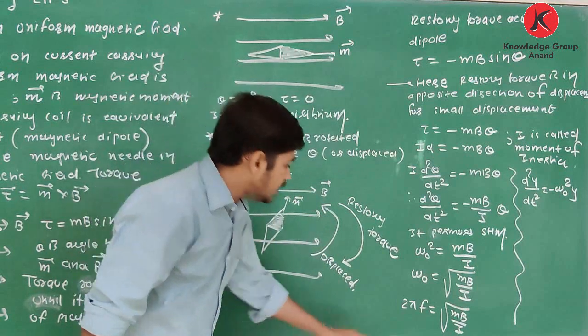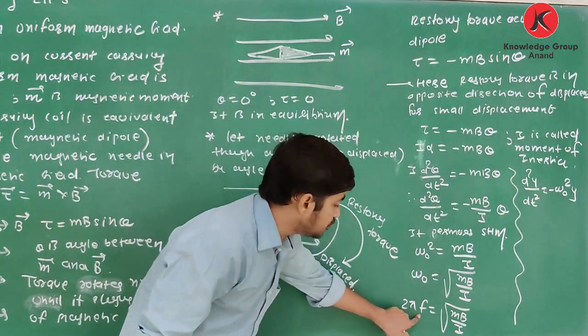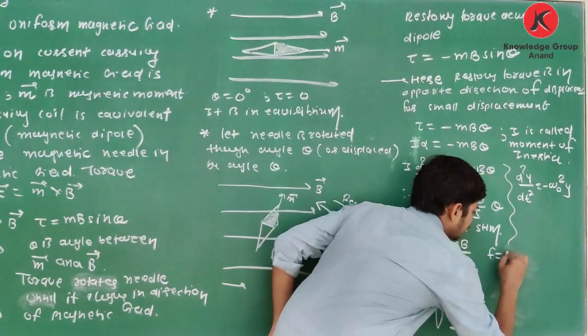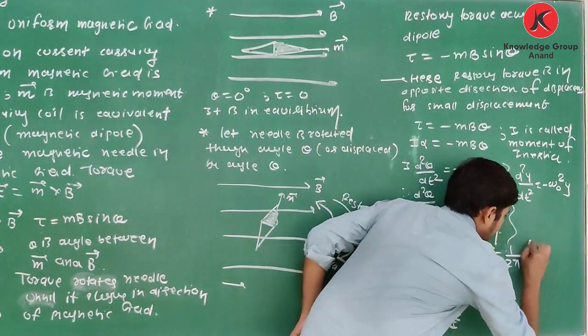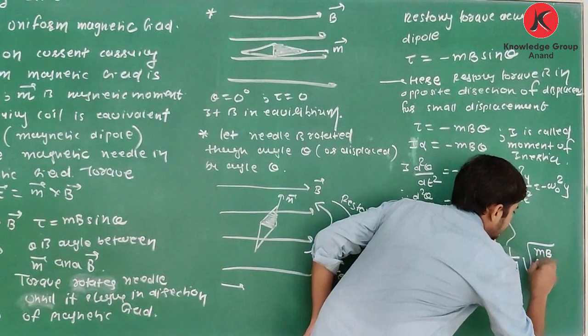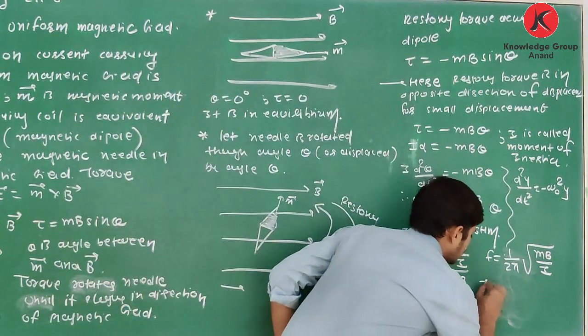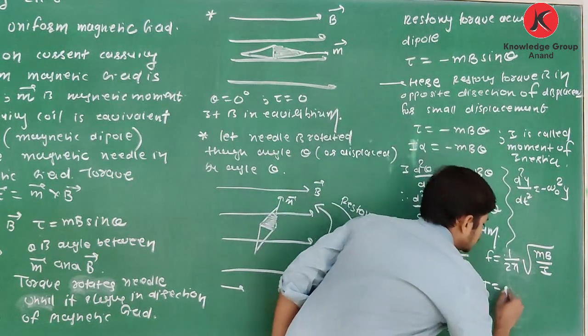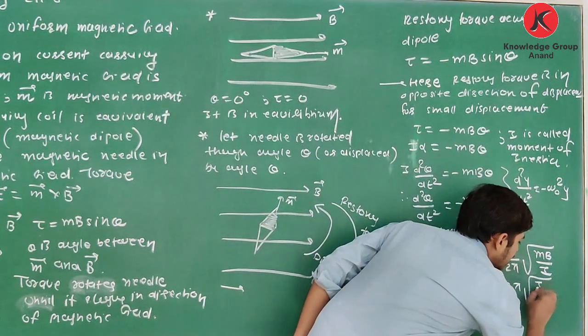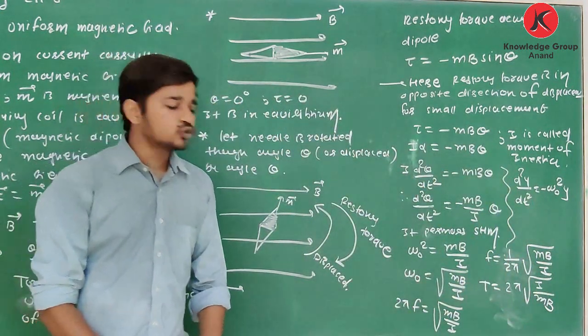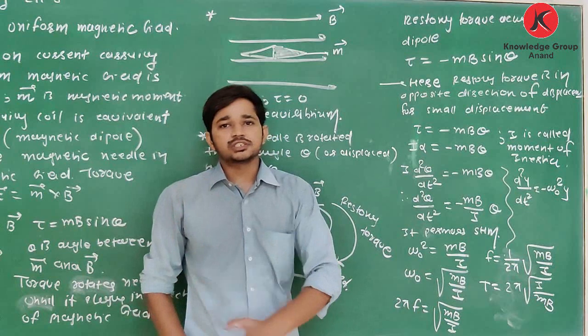Any doubt? If you make f the subject, then what is the equation of f? f is equal to 1 upon 2 pi under root mB upon I. And yes, time period T is equal to 1 upon f. So it is 2 pi under root I upon mB. Yes, you have to remember these equations.